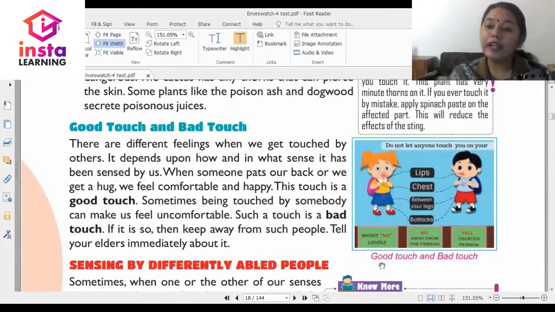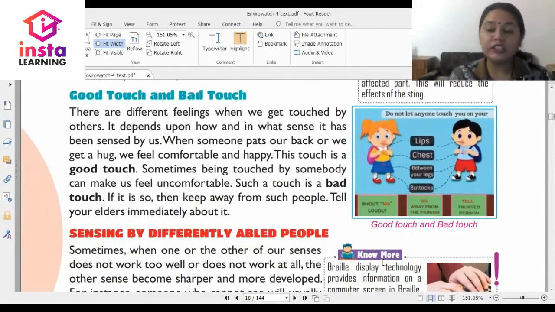Then a very important topic, good touch and bad touch. What does this mean? There are different feelings which we get when touched by others. It depends upon how and in what sense it has been sensed by us. When someone pats our back or we get a hug, we feel comfortable and happy. This is a good touch.